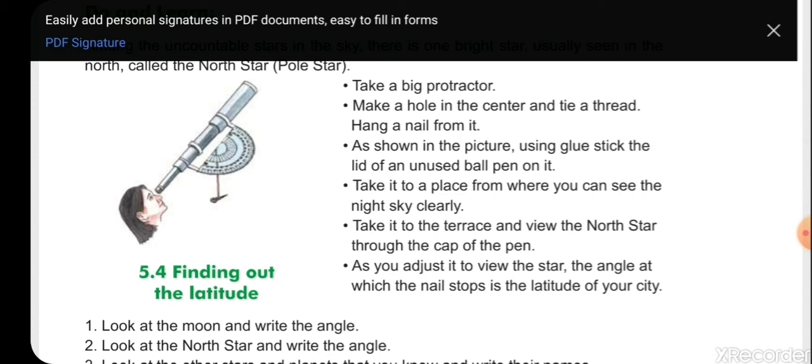Now through the cap we have to first identify the North Star, that means the Pole Star. As you adjust it to view the star, the angle at which the nail stops is the latitude of your city. When we point out the star, the angle at which the nail stops, that is the latitude of our city.